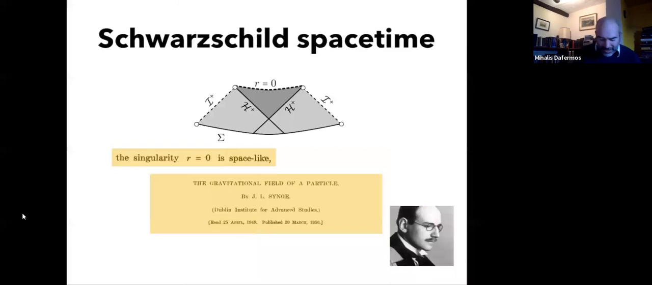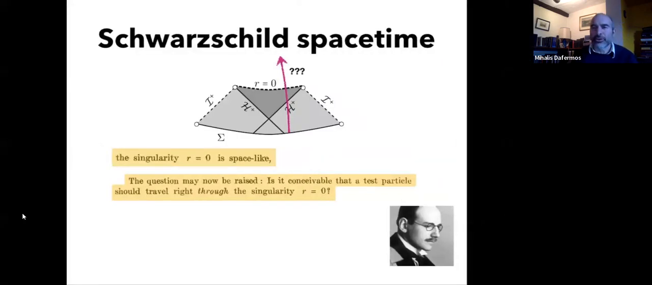So this fact was first noticed by J.L. Synge in around 1950. And moreover, J.L. Synge posed the following question. This is a singularity, so you can compute the curvature blows up here. But is it conceivable that test particles should be able to travel through this singularity?